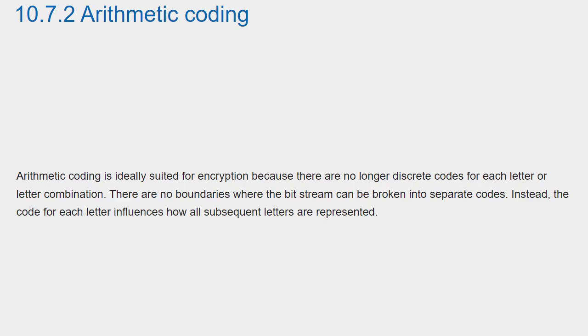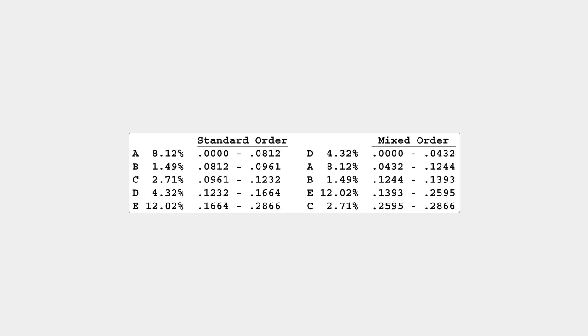0.1750. Arithmetic coding is ideally suited for encryption because there are no longer discrete codes for each letter or letter combination. There are no boundaries where the bit stream can be broken into separate codes. Instead, the code for each letter influences how all subsequent letters are represented.